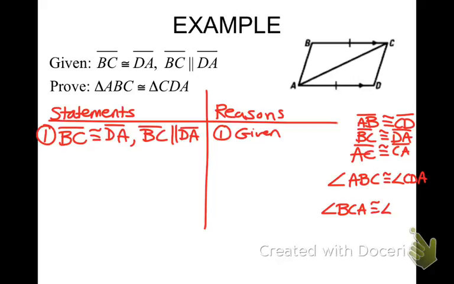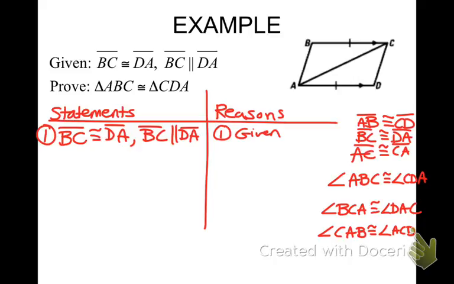So BCA would match up with DAC. Good. So it'll be the last one. So right now we have B in the vertex. We've got C in the vertex. So now we need a combo with A in the vertex. CAB would match up with, so ACD. Good.